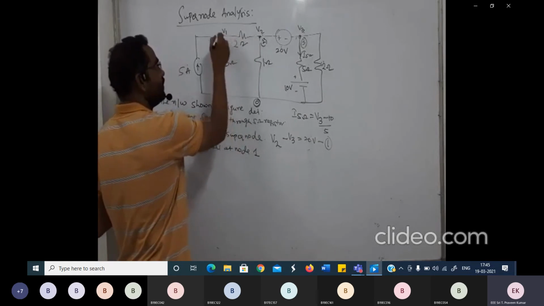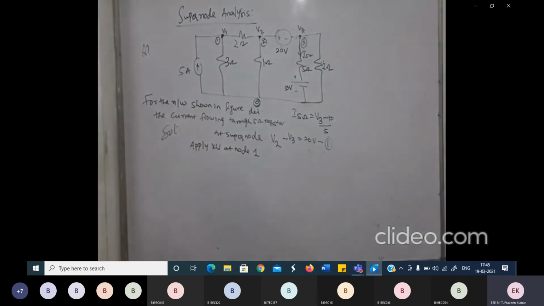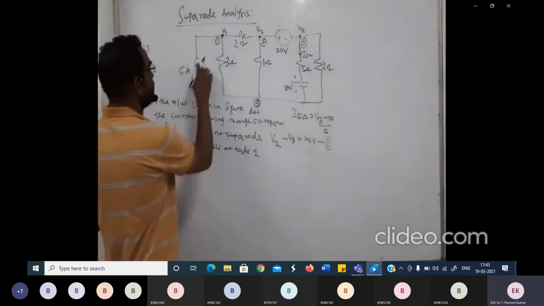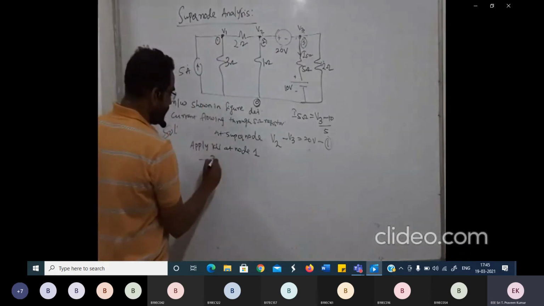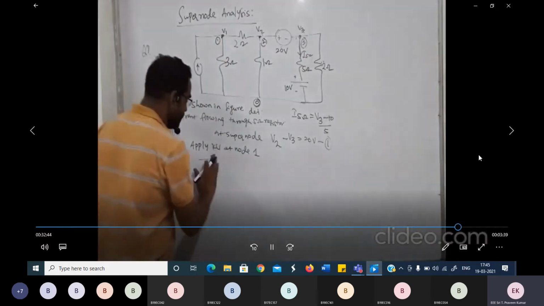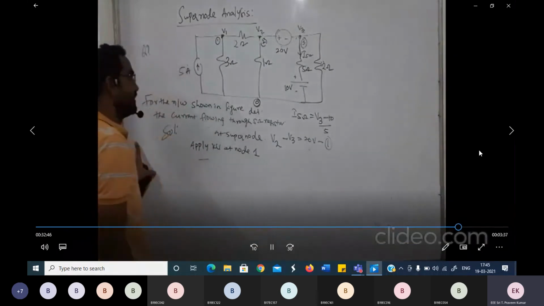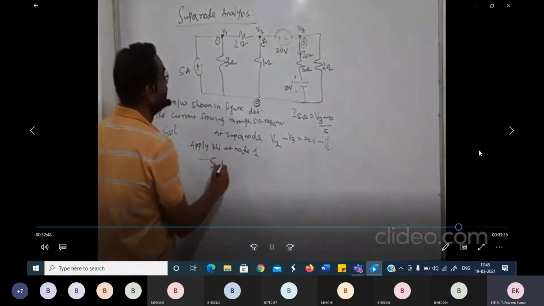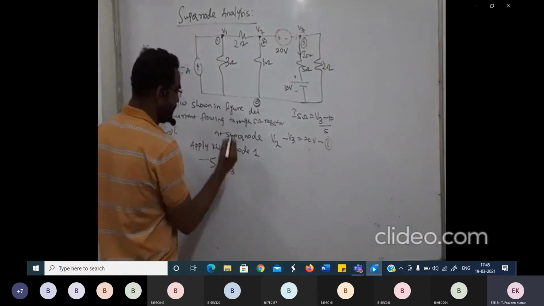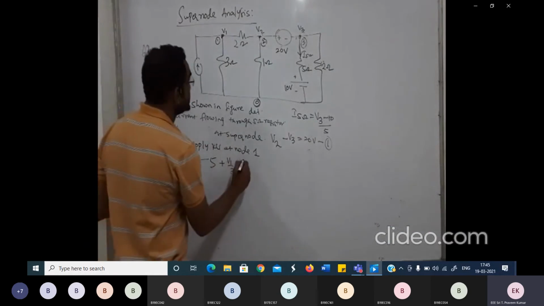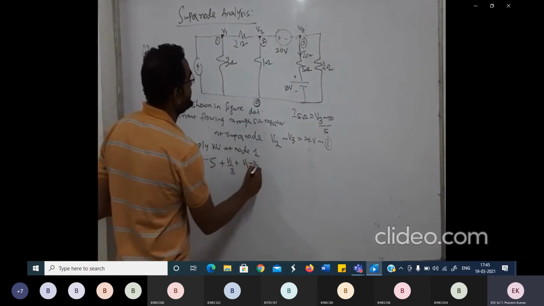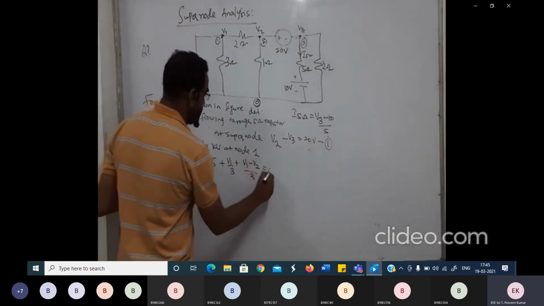This is an individual node without any super node form. I can write the equation here because this current is towards the node. KCL says the algebraic sum of currents at a node, at a junction, equals 0. So this is minus 5 plus the current in the 3 ohm resistor, V1 by 3, plus the current in the 2 ohm resistor, V1 minus V2 by 2, equals 0.